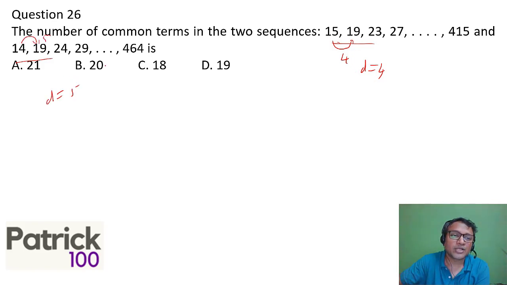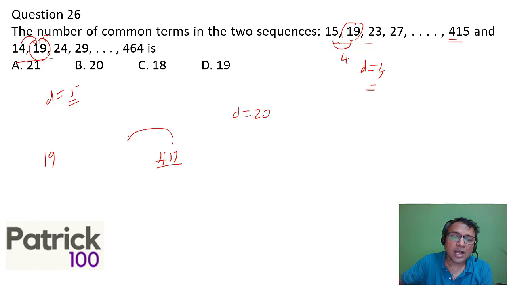Both are arithmetic progressions. So when you want to find a common term, the common terms will have a D of 20, which is the LCM of 4 and 5. LCM of 4 and 5 is 20, so common terms will have a D of 20. The first common term is 19. The last common term has to be less than 415. So 419 would have been a common term, but that is not. The last common term will be 399 with a difference of 20 always.